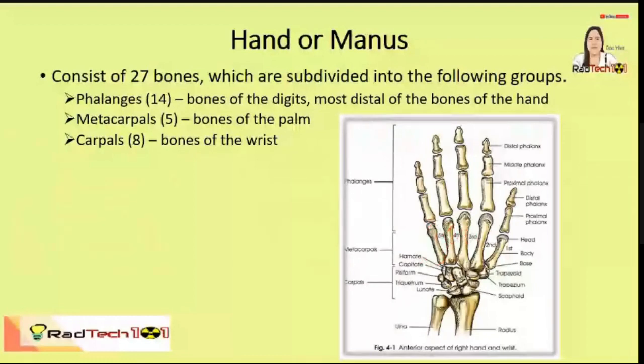So, dapat pag-count, nagsisimula sa thumb. So, 1, 2, 3, 4, 5. Okay, so we have 5 metacarpals. So, for both hands, of course, we have 10 for both hands. Carpals, we have 8. These are the carpal bones, or what comprises your wrist. So 8 for each hand, 16 for both hands. Okay, so I hope that is clear.